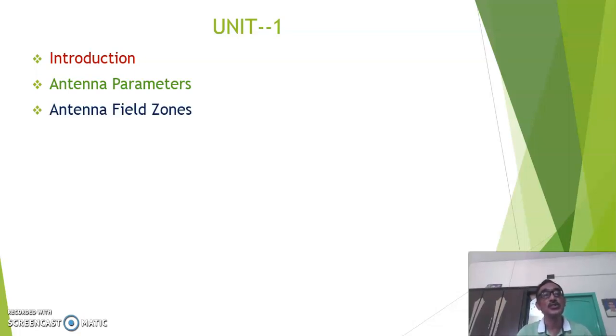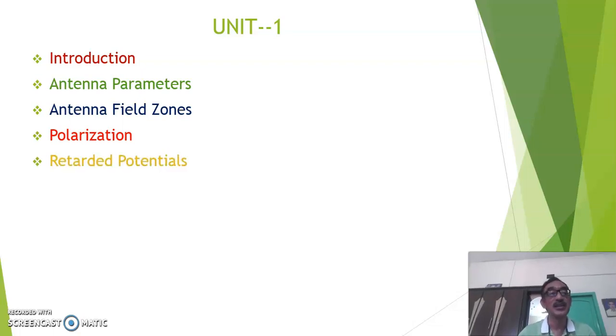And then antenna field zones. What are the different field zones as far as an antenna is concerned, like near field, far field, electrostatic field. These topics will be covered under antenna field zones. And then polarization, a very important topic. When we are transmitting electromagnetic waves, the most important concept is polarization. And the next one is retarded potentials, another important topic in unit 1.